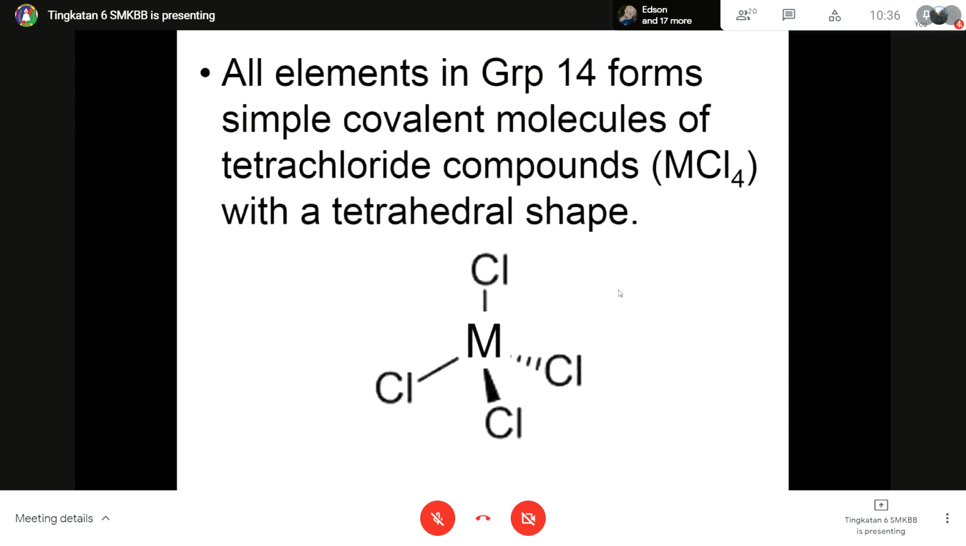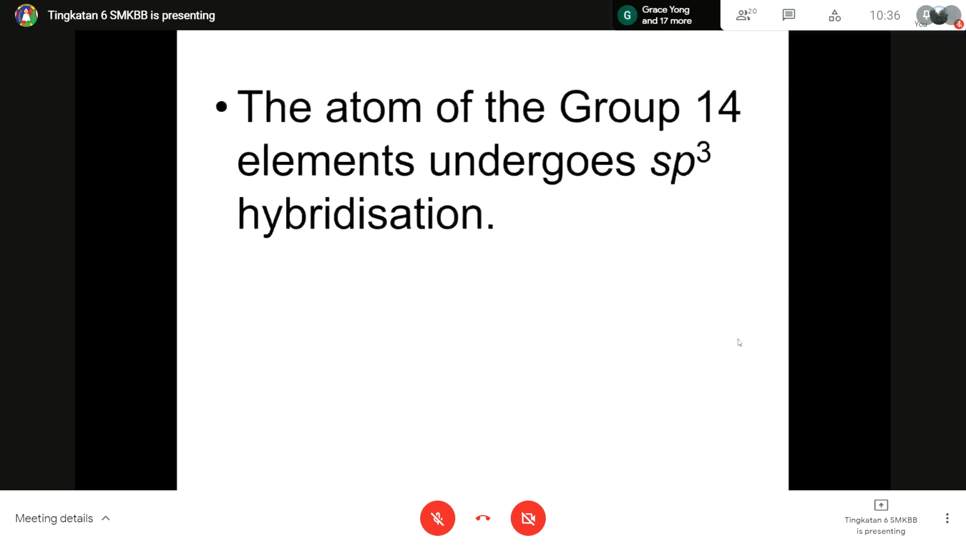To do that, the atom of group 14 elements needs to undergo sp3 hybridization. I think this is nothing new to you. You studied it last semester when we dealt with covalent bonding. Let's make it very simple. When you look at carbon, the electron arrangement is 2, 4, with 6 electrons. That one is quite obvious. We all see that it can share 4 electrons with 4 other atoms, for example.